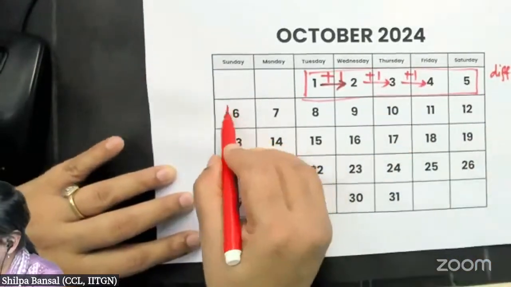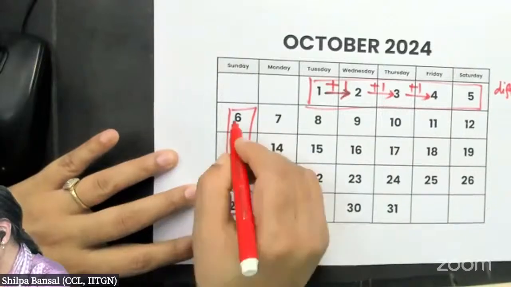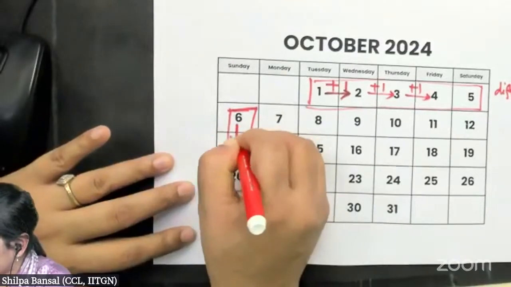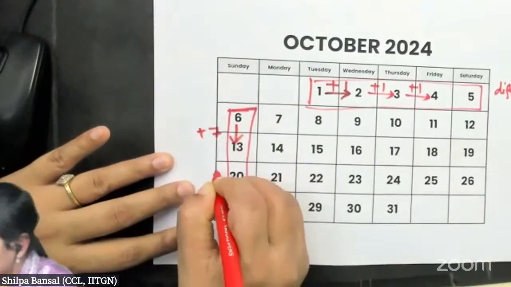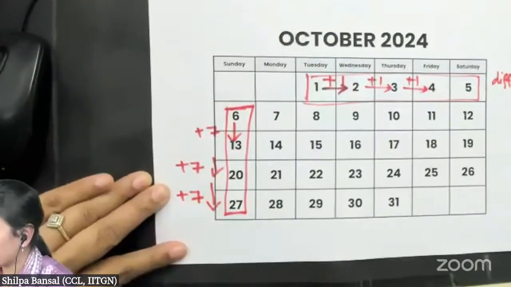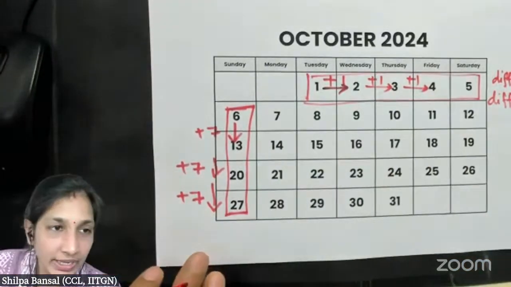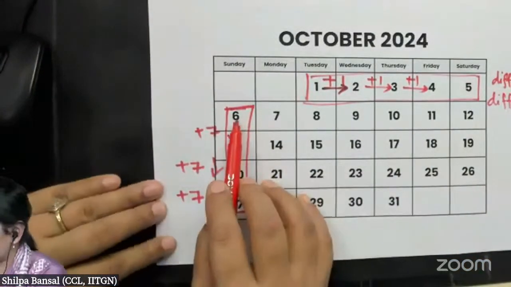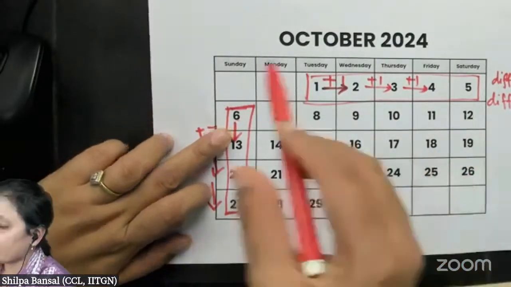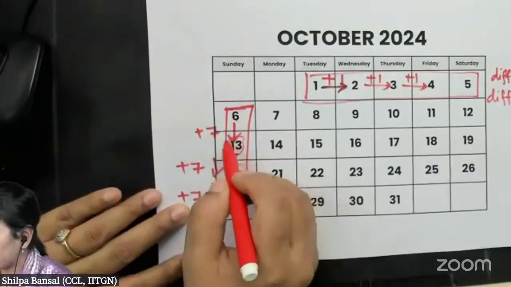And if you go vertically, along the column, the difference is 7. Why is the difference 7? Here if you go, the difference is 7. Here if you go, the difference is 7. So we have an interesting pattern of 7. Why 7? Because there are 7 days. If you take Sunday, if it is 6, we go 7, 8, 9, 10, 11, 12, and again you come to Sunday. That's why everywhere the difference is 7.